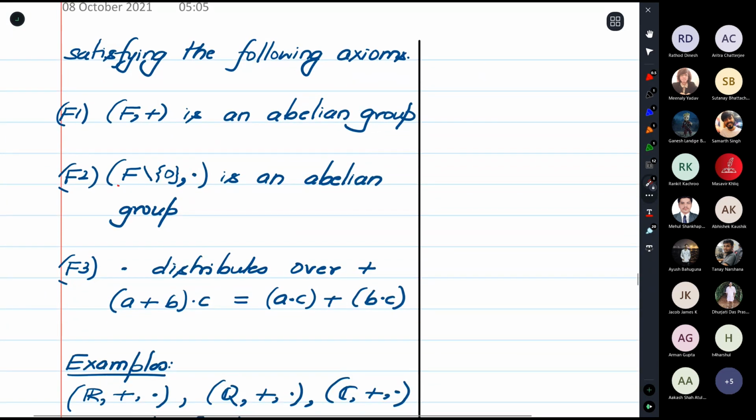Separately, if you take this f, remove the additive identity from this set, right? Remove it and look at the rest along with the multiplication operation, then this must also be a separate abelian group. So this itself must be an abelian group. This also must be an abelian group.